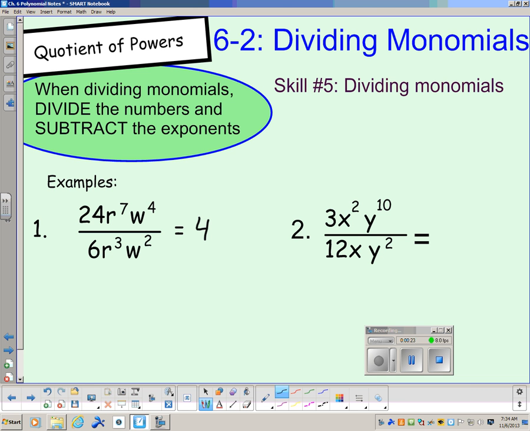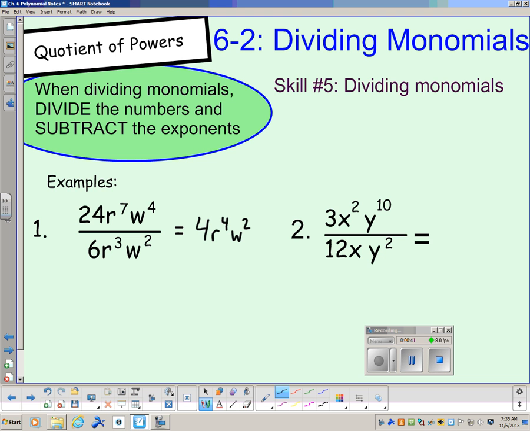So you've got 7 minus 3 there with the r's, and there's more at the top, so you're going to have r to the fourth. And then you got w to the fourth divided by w to the second. You can subtract the powers there. And 4 minus 2 there is 2, so you get w to the second there.